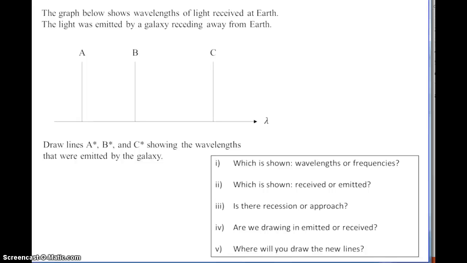Welcome to this video. We're going to solve some problems on the Doppler effect. The graph below shows wavelengths of light received at Earth. The light was emitted by a galaxy receding away from Earth.